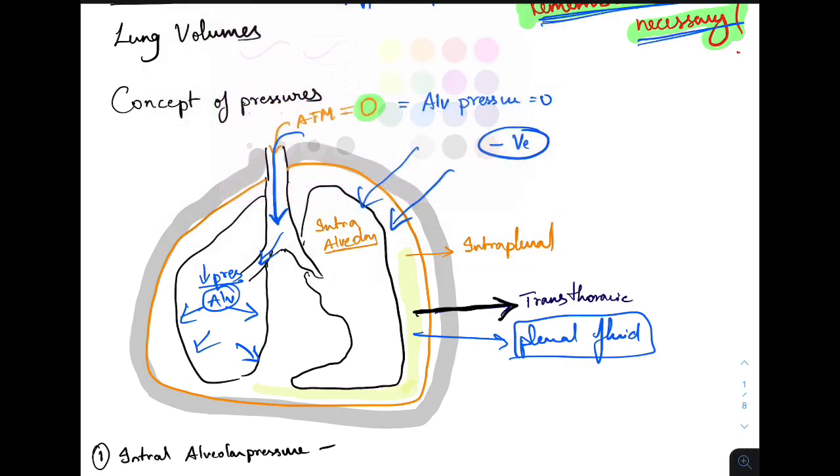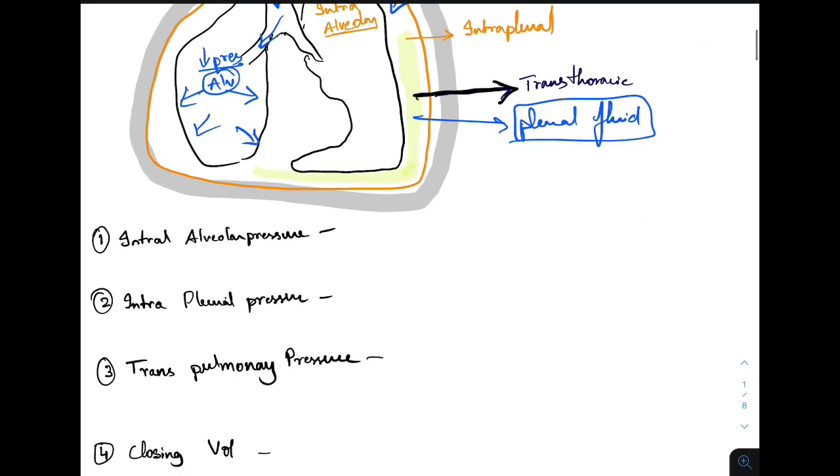Air moves in up to what point? Up to where atmospheric pressure is equal to intraalveolar pressure. So that means it will move up to equilibrium. So what is this, sir? It is intraalveolar pressure, that is, pressure in the alveolus. It is usually zero at rest, and in inspiration it becomes negative.